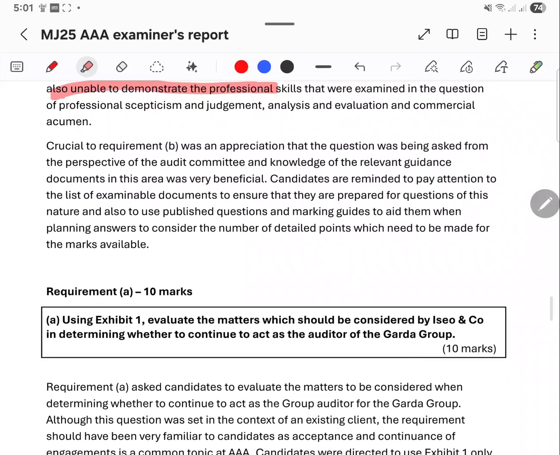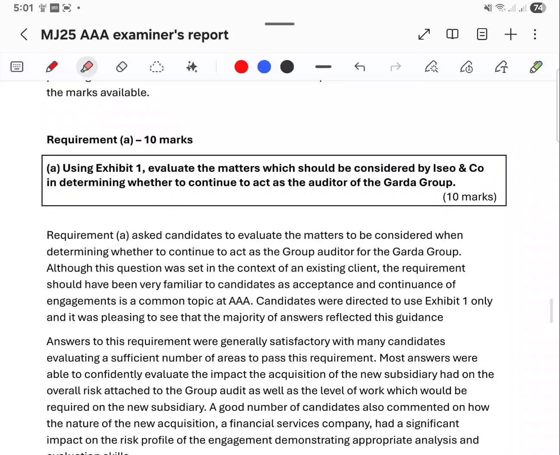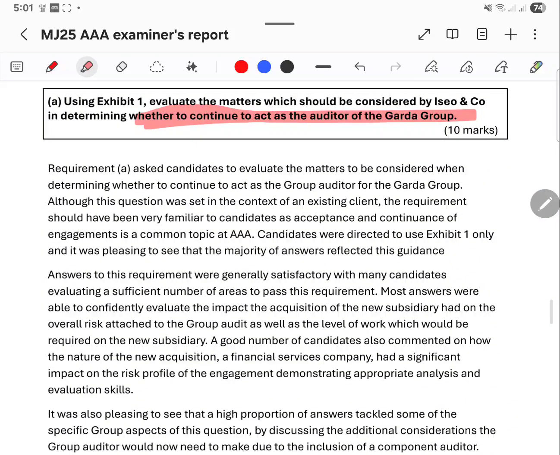Examine the question now. Using Exhibit 1, evaluate the matters which should be considered by the firm in determining whether to continue to act as auditor of the Grada Co. 10 marks. Candidates were to evaluate the matters to consider when determining whether to continue to act as group auditor for the Grada group.